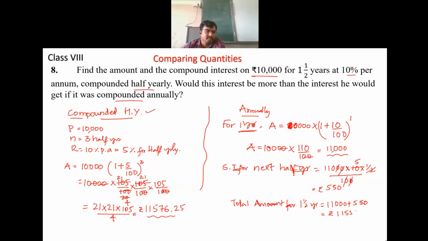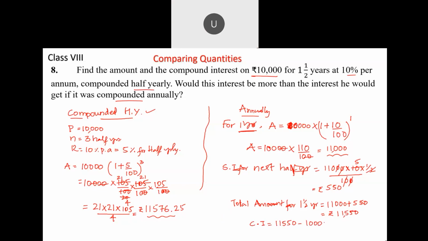No, sir. They asked us to find the difference, the interest. So the compound interest here is 11,550 minus 10,000, which is equal to 1,550 rupees. Yes, sir. It is the final answer.